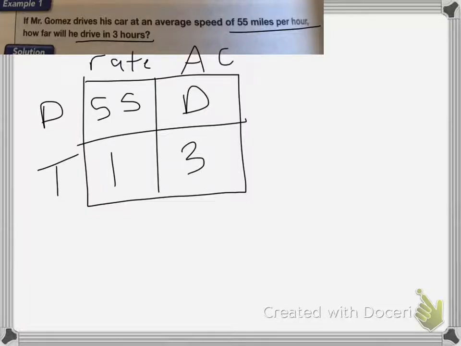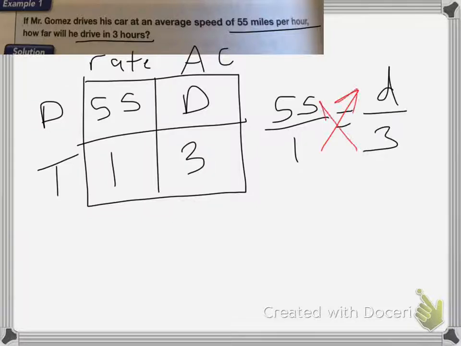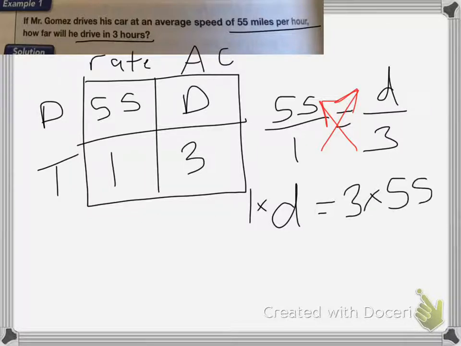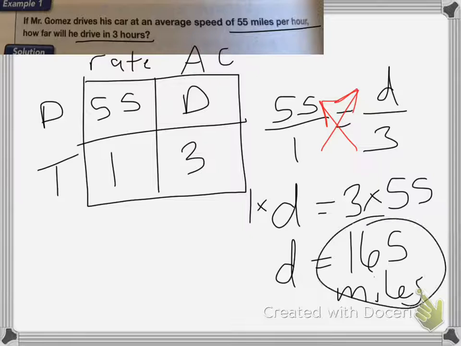So now I turn that into a proportion. So I get 55 over 1 equals D over 3. I do cross products. And I end up with D, or 1 times D, which is the same as D, equals 3 times 55. So D equals 3 times 55, which is 165 miles. That's how far he's able to travel.